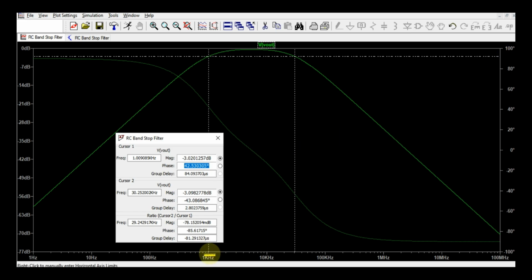this is stop band, this is pass band, and this is again stop band. And this is the lower cutoff frequency, 1 kilohertz, and this is the higher cutoff frequency, 30 kilohertz. If you want to calculate the bandwidth, that is the higher cutoff frequency minus the lower cutoff frequency, that is 29 kilohertz. And you can also find your center frequency, that is 5.4 kilohertz, right? It is somewhere here.